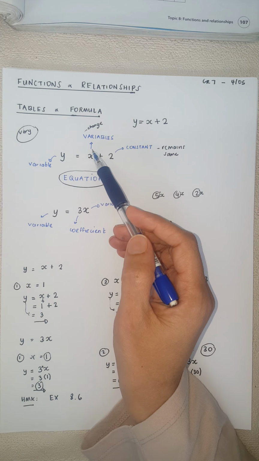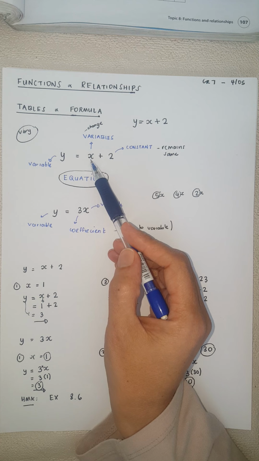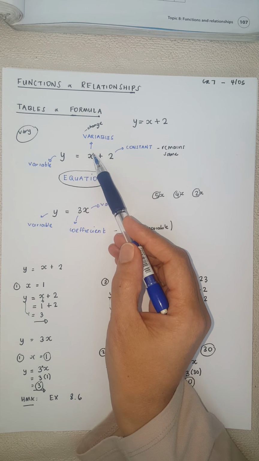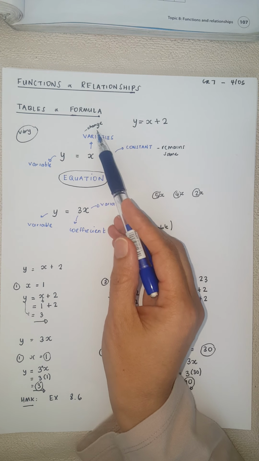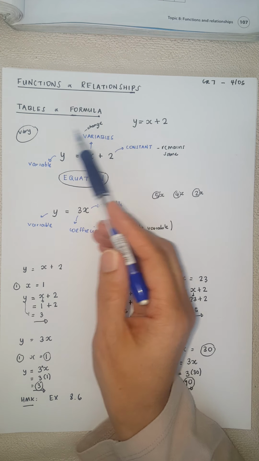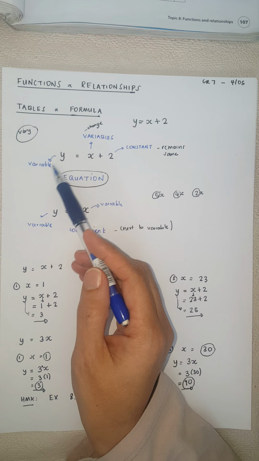And why do we call it a variable? Because it can change. So it means we can put in a 1 for x, we can put in a 2 for x, we can put in a 3 for x, according to what the question is telling us. So it can change all the time, so it's called a variable. Vary means to change, right? So y can also change all the time.